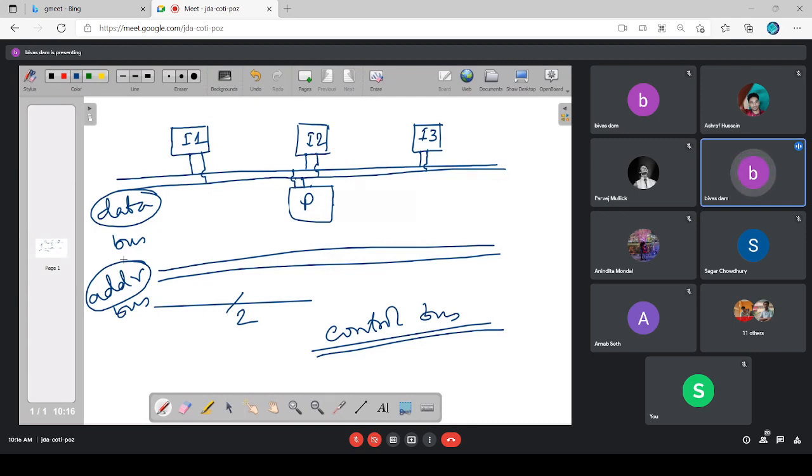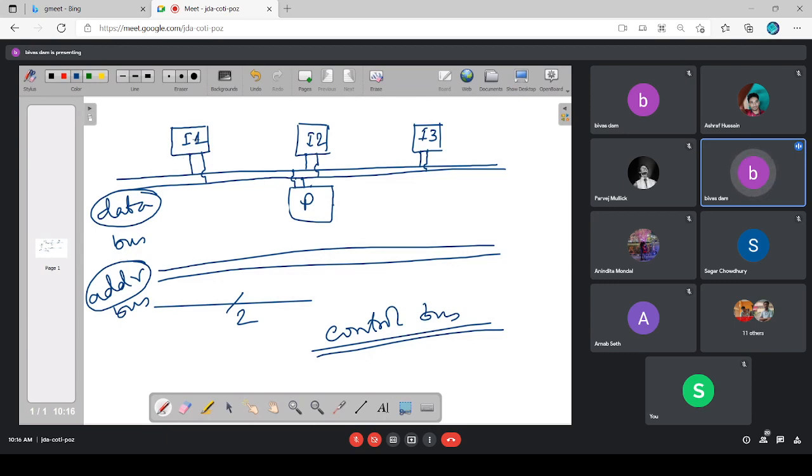The data bus is sending data signals from one place to another place. The address bus is communicating address signals from one place to another place. Similarly, the control bus will also be there to communicate control signals from one place to another place. What type of control signal?